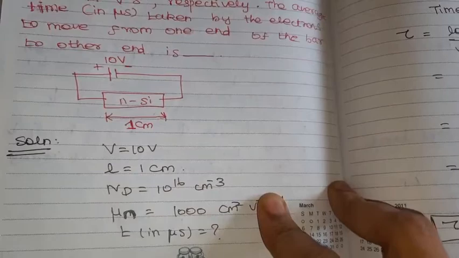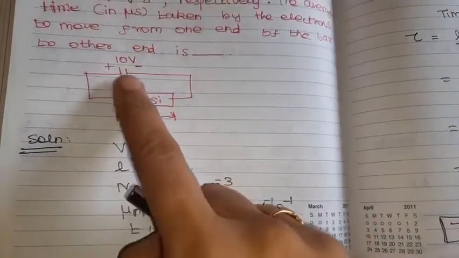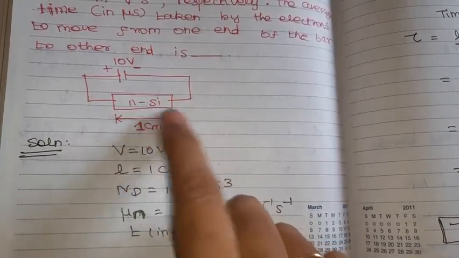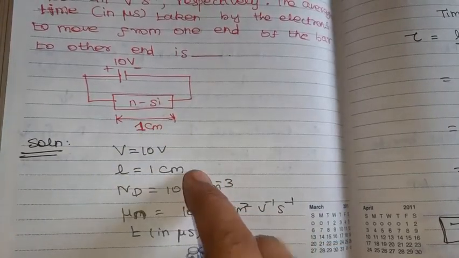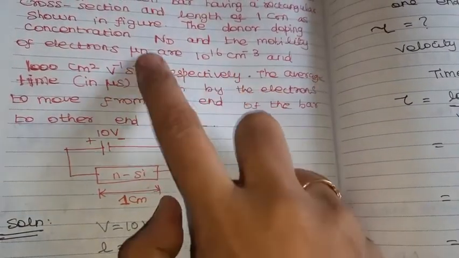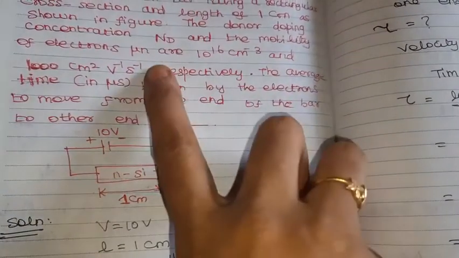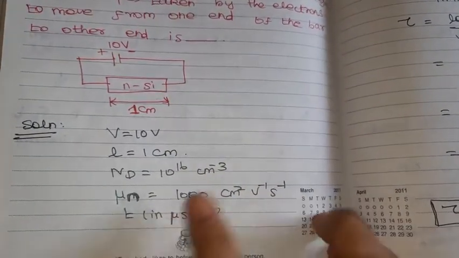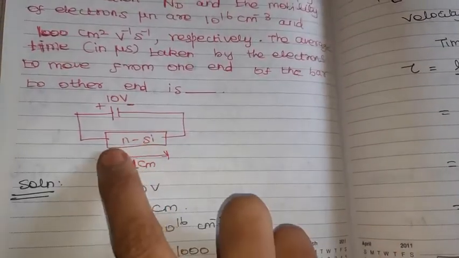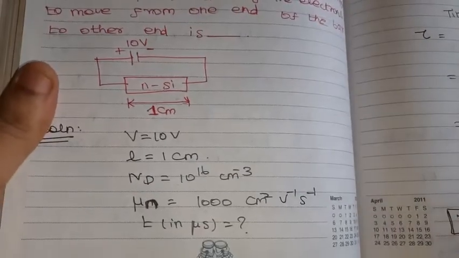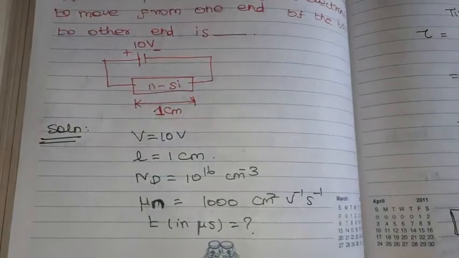We'll write one by one from the problem. V is equal to 10 volt. The length of the semiconductor bar is equal to 1 centimeter. The doping concentration Nd value is given, and the mobility of electrons mu n is also given. Just write down all this. Now we need to find the time to travel from one end to the other. How can we find it from the given data? We'll see.